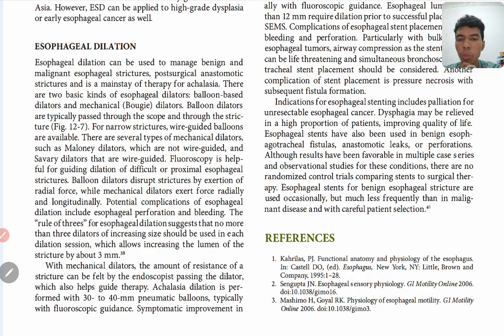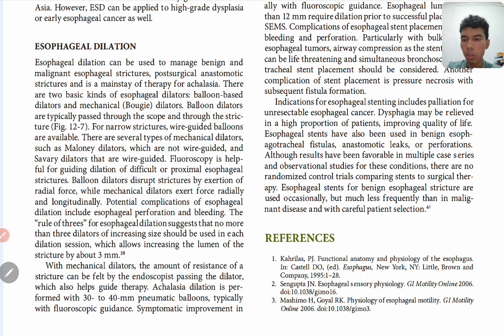There are several types of mechanical dilators, such as Maloney dilators, which are not wire-guided, and Savary dilators that are wire-guided. Fluoroscopy is helpful for guiding dilation of difficult or proximal esophageal strictures. Balloon dilators disrupt strictures by exertion of radial force, while mechanical dilators exert force radially and longitudinally. Potential complications of esophageal dilation include esophageal perforation and bleeding.